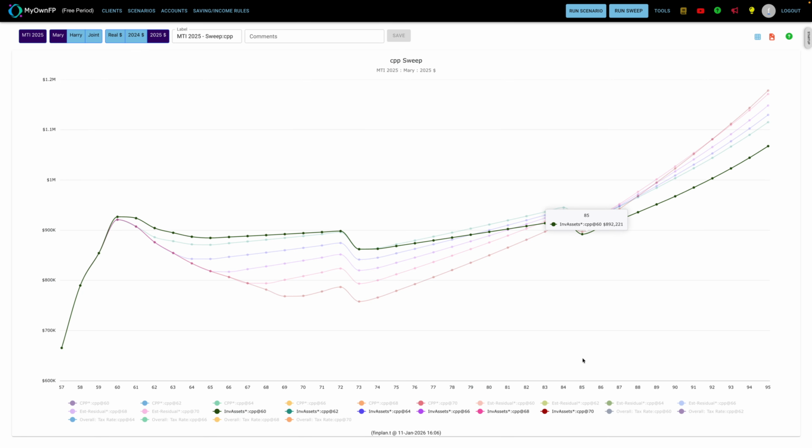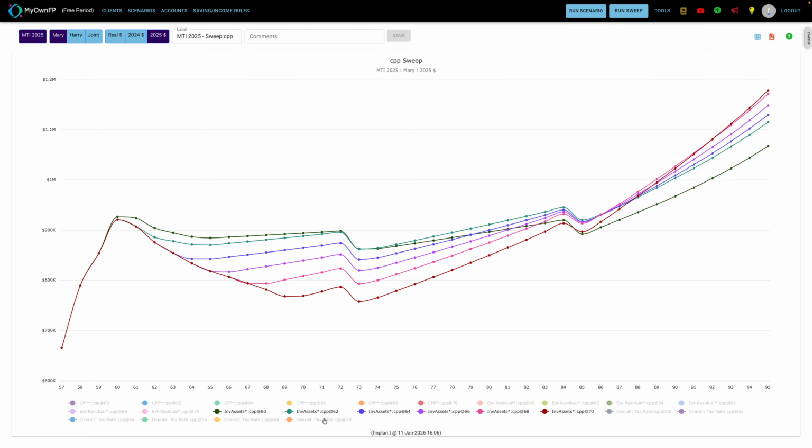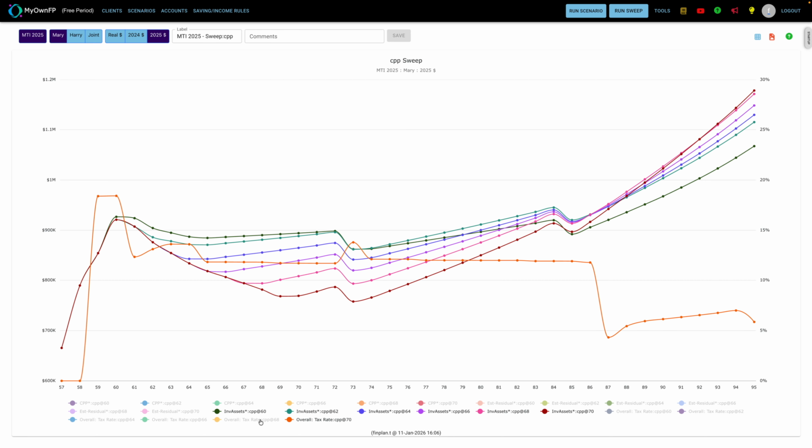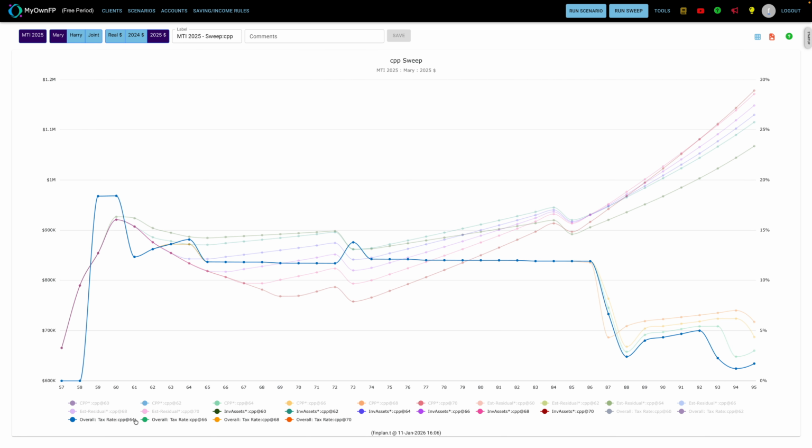So that's your investable assets. Let's turn off the tax rates just so we can see what those look like.